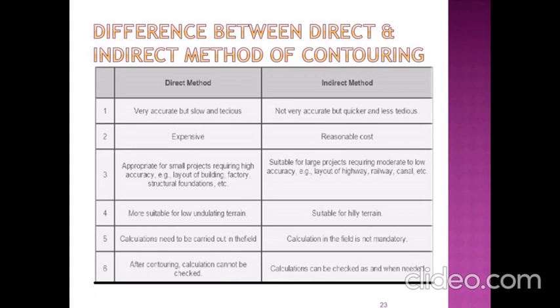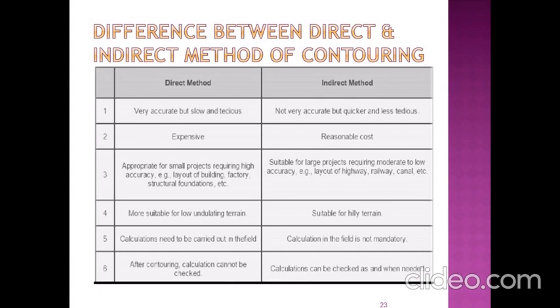The next point is the difference between the direct and indirect methods of contouring. The direct method is very accurate but slow and tedious. The indirect method is not very accurate but quicker and less tedious. Second, the direct method is expensive and the indirect method is reasonable in cost, which is cheaper.